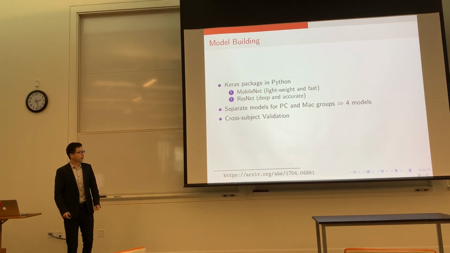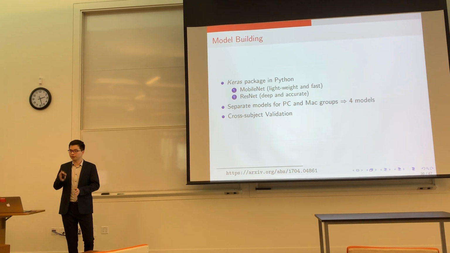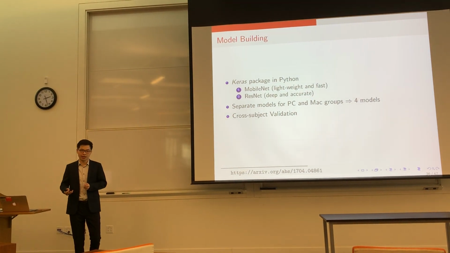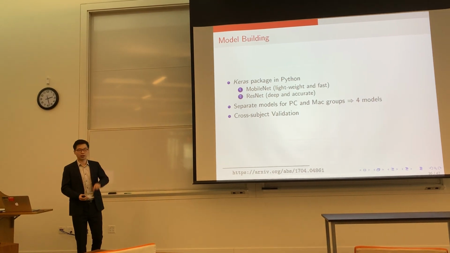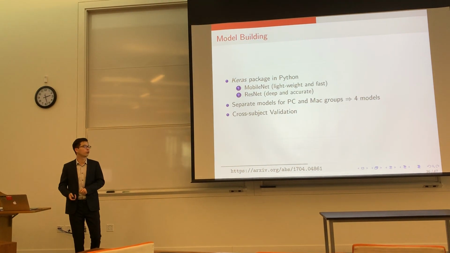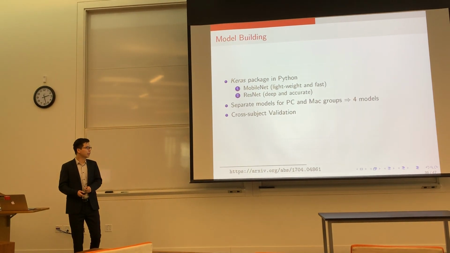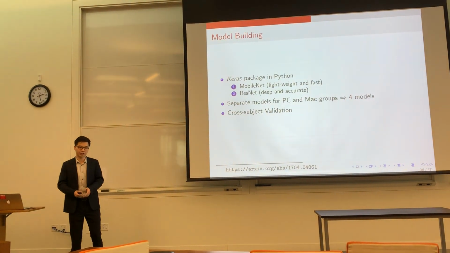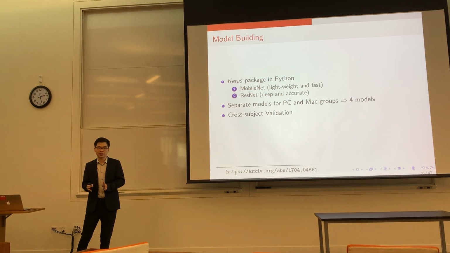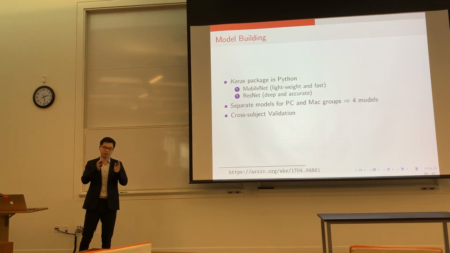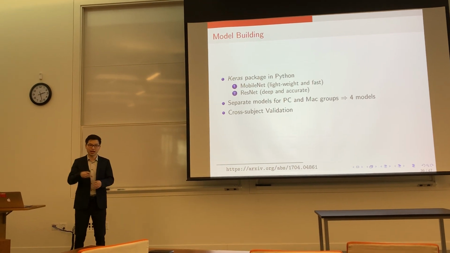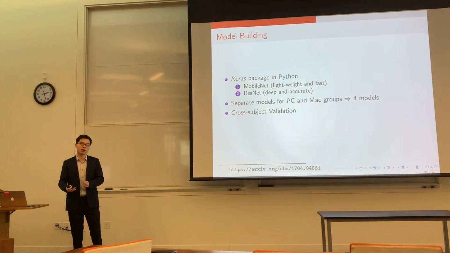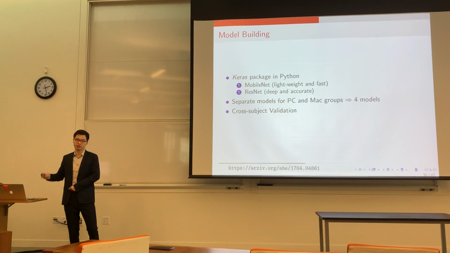Then, because of the differences I mentioned for the PC and Mac groups, I decided to build different models for the 2 groups. And since I'm using 2 different architectures, that results in a total of 4 different models. Finally, one important thing to point out is that I'm using what's called cross-subject validation. That means during training time, I train the model on one set of subjects, but during testing time, I test it on a different set of subjects. This is to ensure that the model is able to generalize to future unseen subjects.